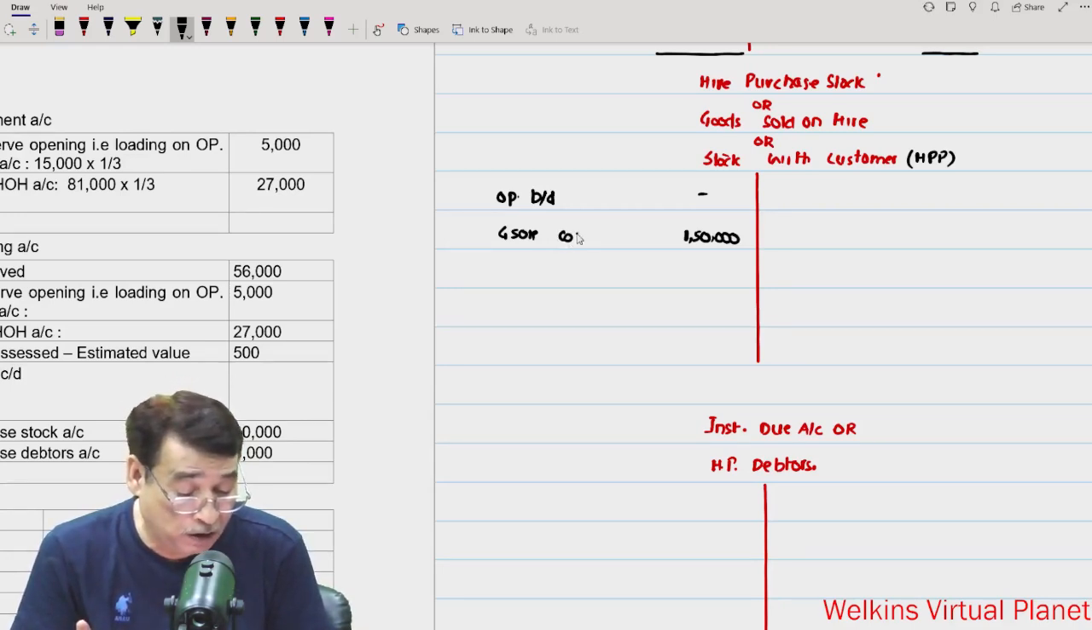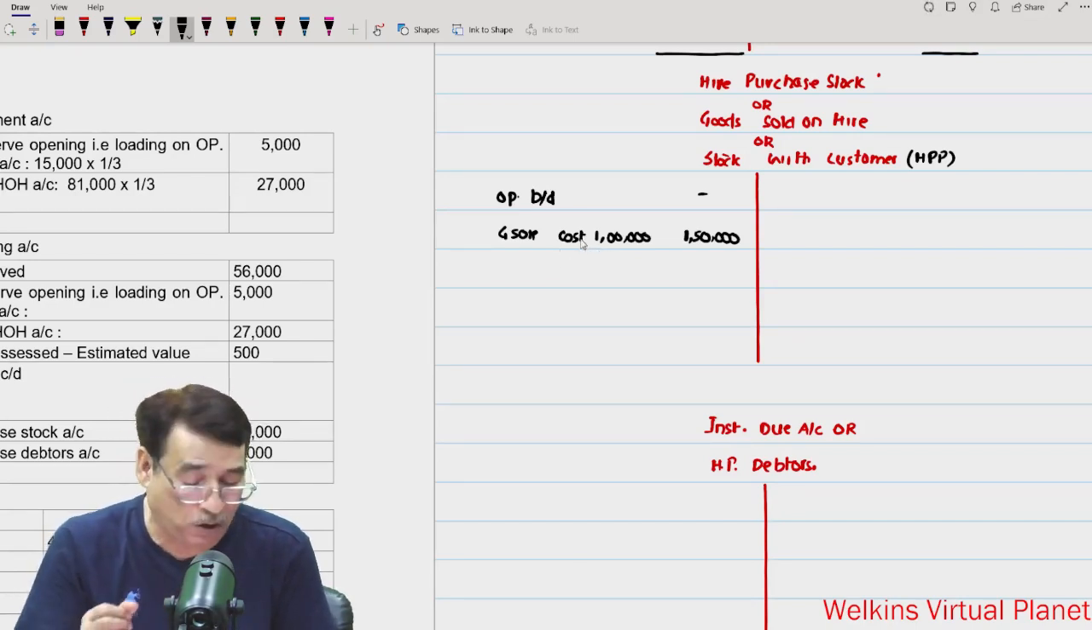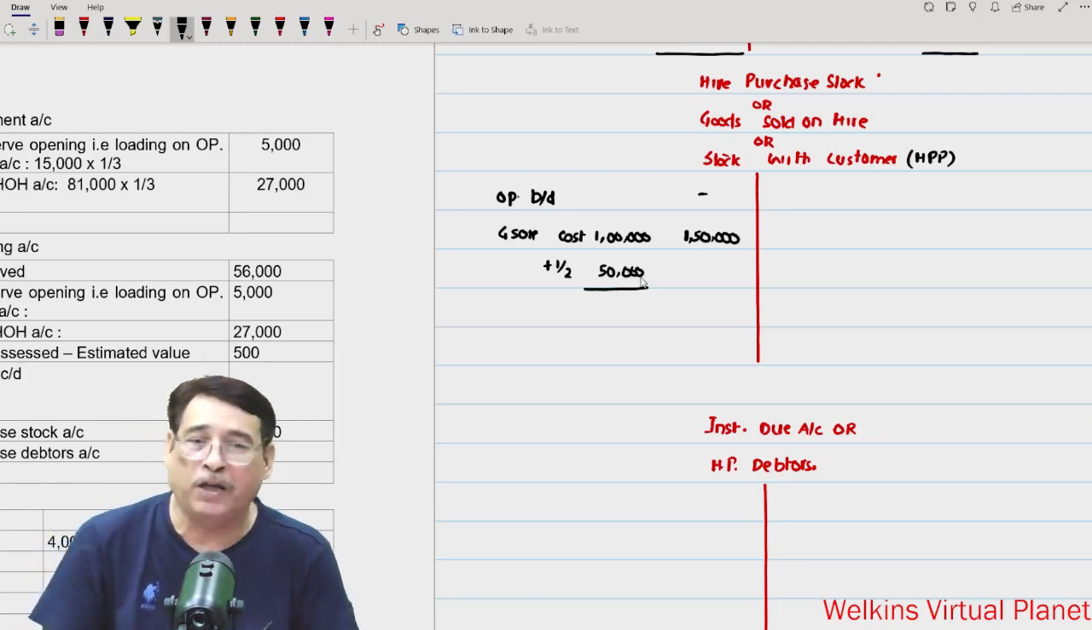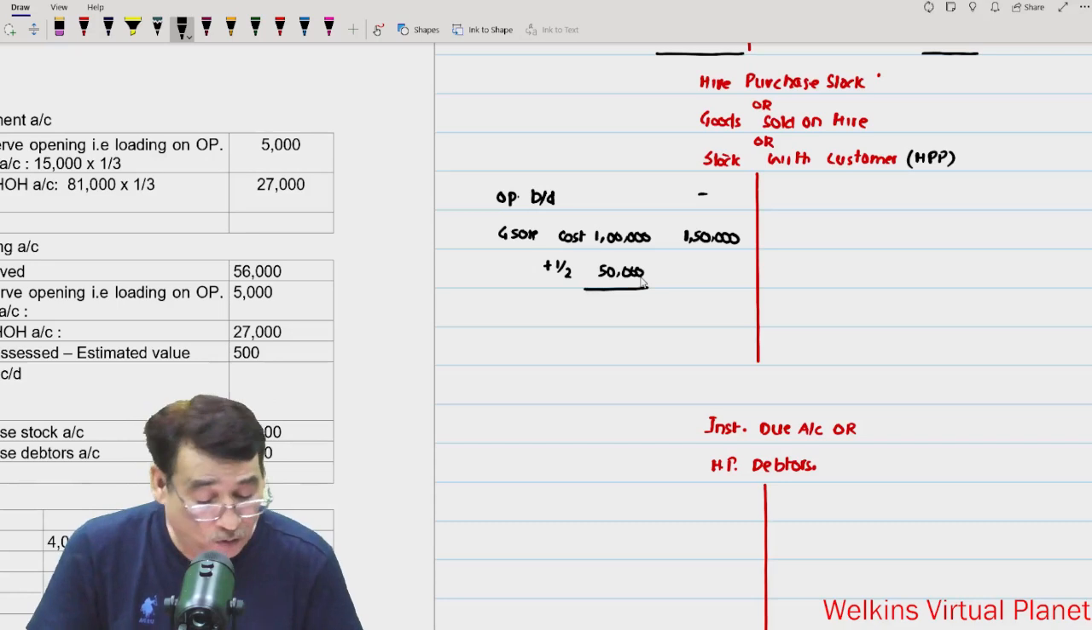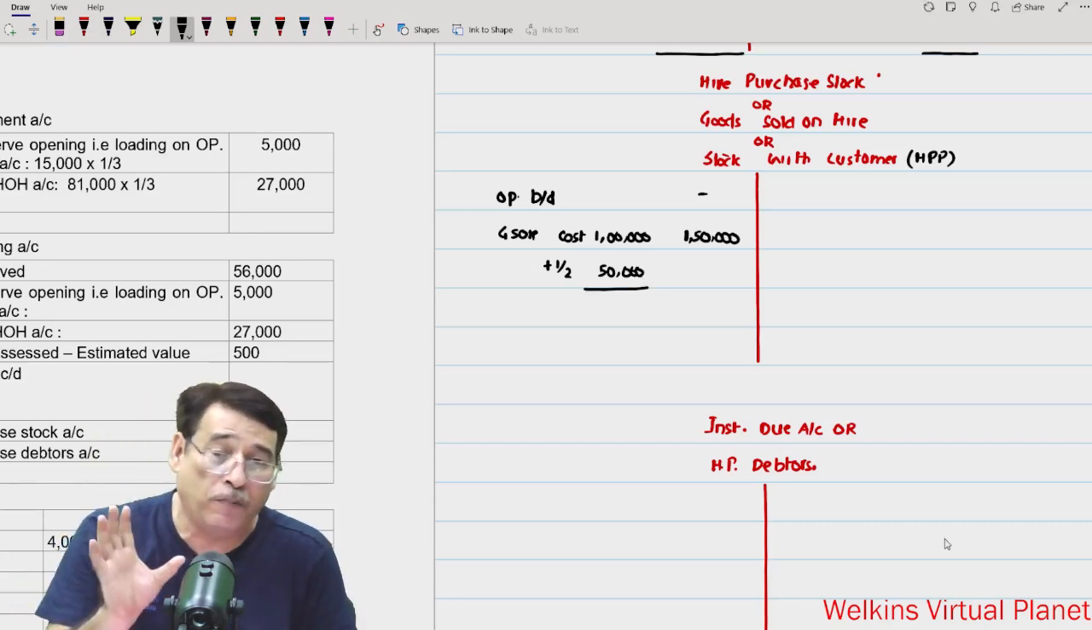For example, the cost of the goods sold is 1 lakh. And we have just computed the rate of profit on cost. Because goods sold on cost is 1 lakh, I will have to apply the rate of margin on cost. Rate of margin on cost is 1 by 2. That is 50,000. So I can also find out the hire purchase price in this manner. Is it clear? So 1,50,000 worth of goods we have sold. Don't let it skip out of your memory.